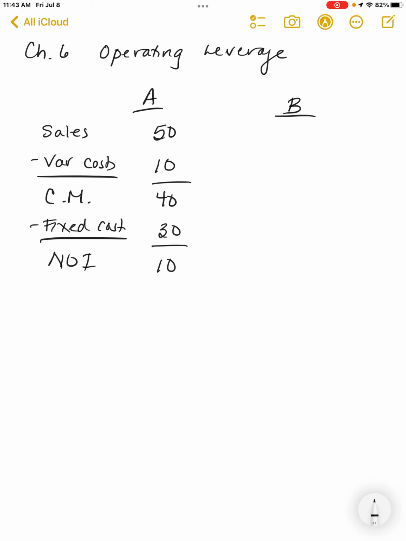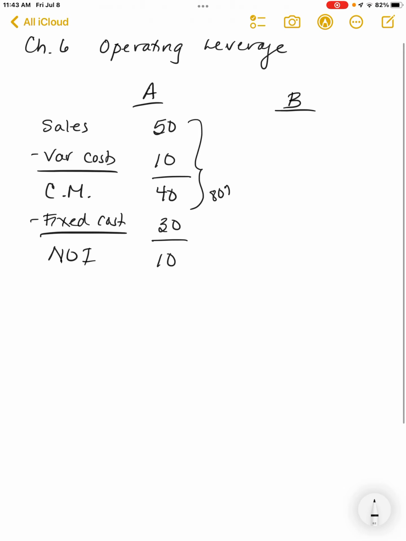Okay. So ratio-wise, what do we have going on here? Our contribution margin is 80% of our sales, and our variable costs are 20% of our sales. So out of every dollar in sales, 80 cents is going to contribution margin.